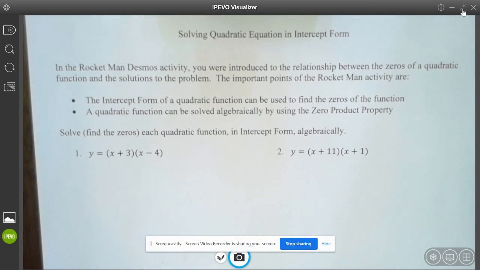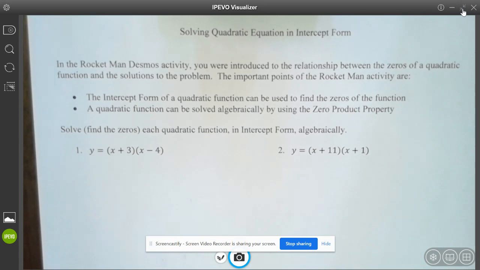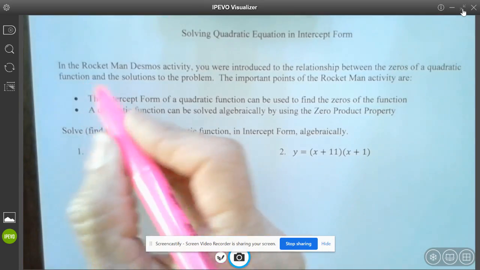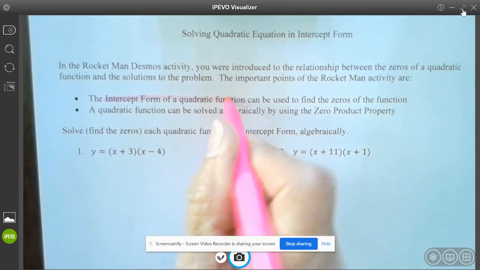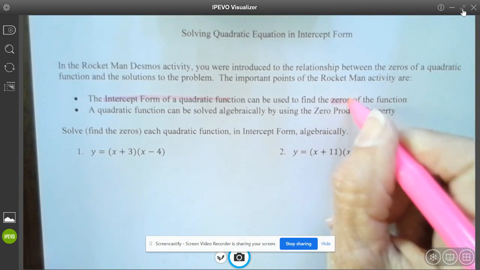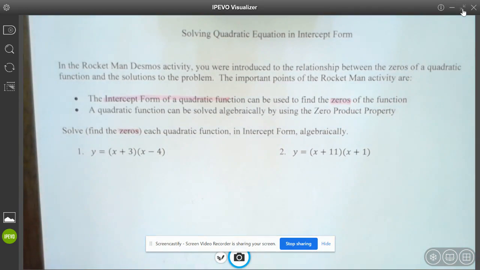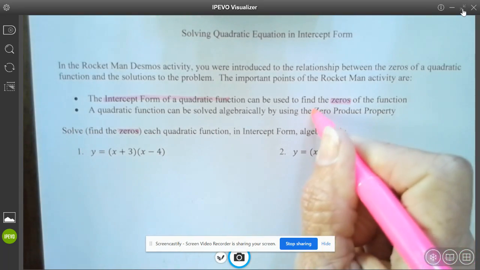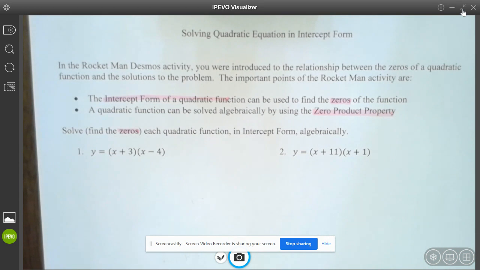That Desmos activity ended with using the zero product property to be able to solve a quadratic function without having to graph it. So what I'm going to go through is how to do that without any graphing. The first thing you need to know is the intercept form of a quadratic function in order to find the zeros, which we also call the solutions. Also, you need to understand how to use the zero product property. So those are the things we're going to do today.